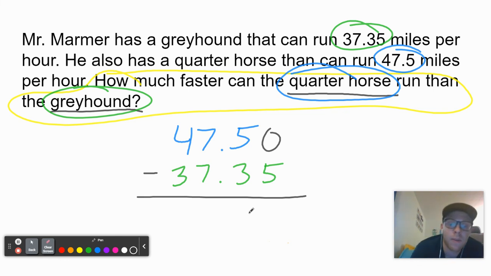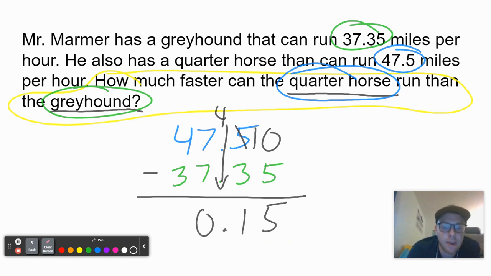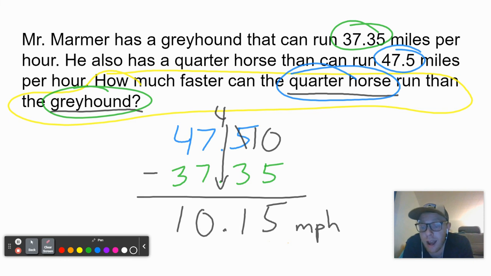Now I'm ready to borrow. Can't do 0 minus 5. 5 becomes a 4. 0 becomes a 10. And I get 5. 4 minus 3 is 1. Decimal point gets dropped straight down. 7 minus 7 is 0. And 4 minus 3 is 1. 10.15. And we are measuring this in mph, or miles per hour.